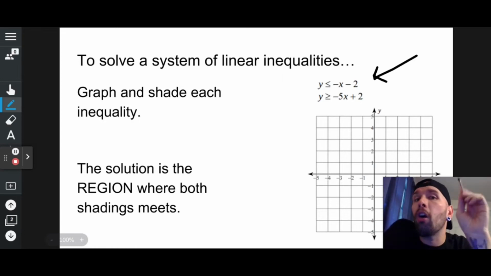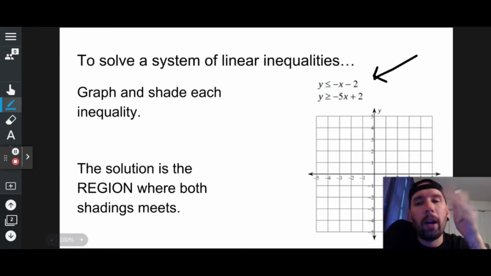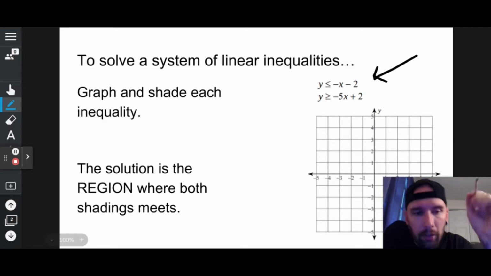Some books like to call that double shaded area the feasible region, so I like to mark it with an R. That way, if I was taking this on paper with a pencil and I had gray shading and more gray shading, the teacher would understand what my answer is if I put a big fat R on it.